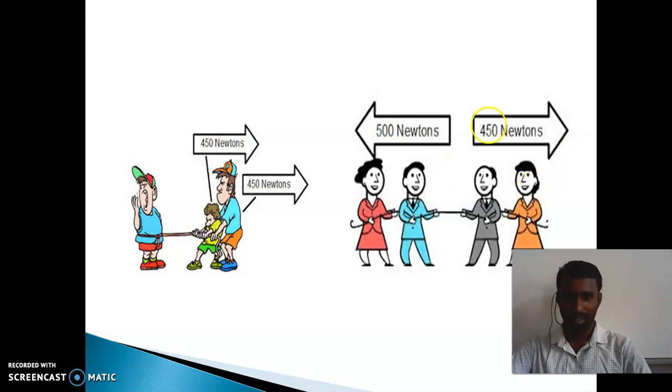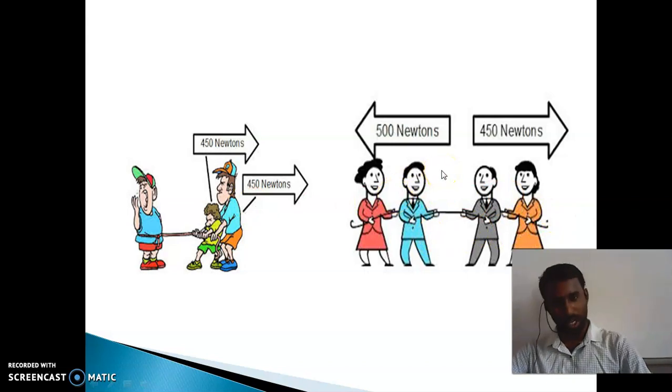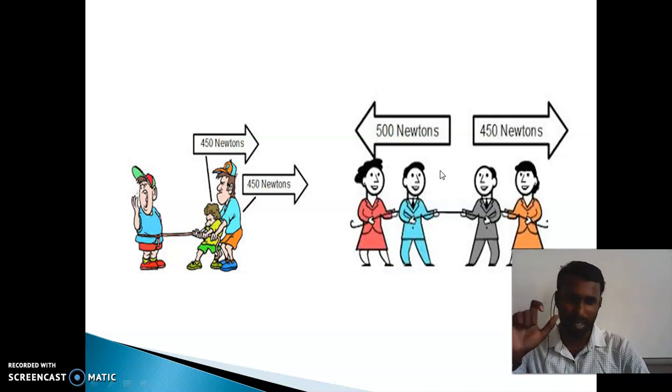Yes, see here, in whichever direction they are applying the maximum amount of force, in that direction the person is going to either fall or move. So how much force can cause this movement? What is the amount of force? What is the net force which can cause this movement?